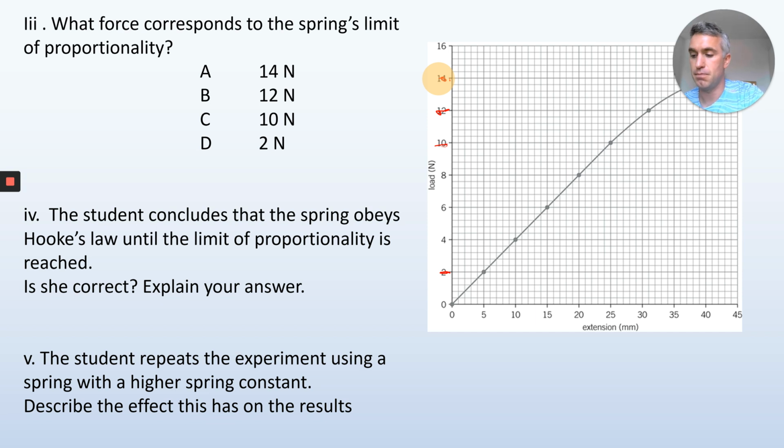The student repeats the experiment using a spring with a higher spring constant. Describe the effect this has on the results. I think the easiest way to do that is maybe to describe the graph. Maybe you could even draw what the graph might look like. If you sketch this graph and then sketch what the graph would look like with a spring that has a higher spring constant. We talked about when you have different spring constants. Higher spring constant. Does that make the spring more stiff, as in harder to shape, or less stiff?